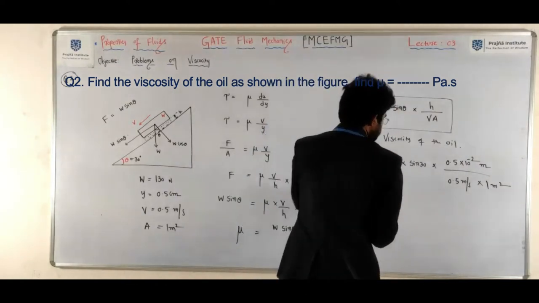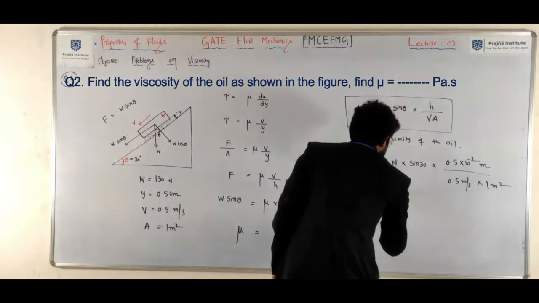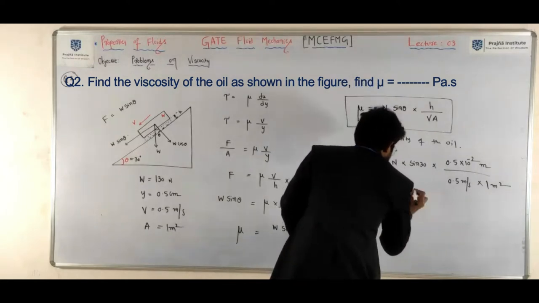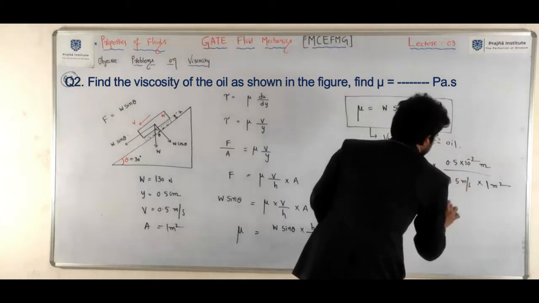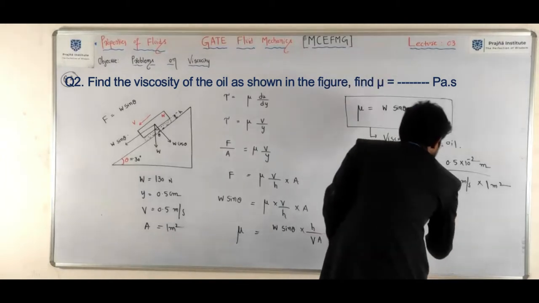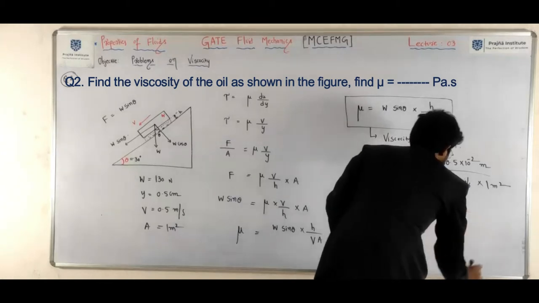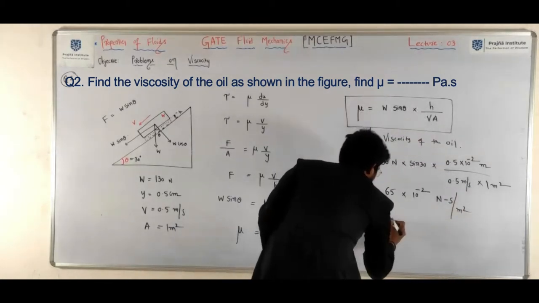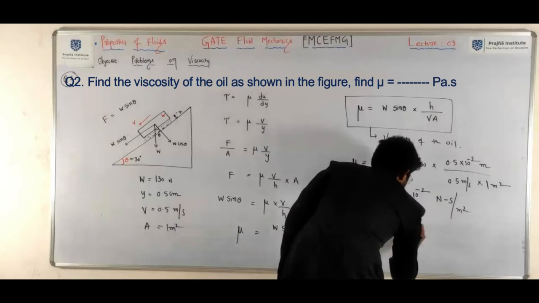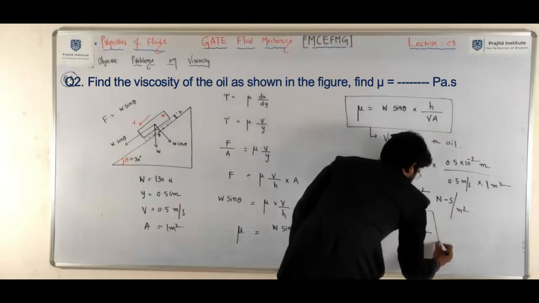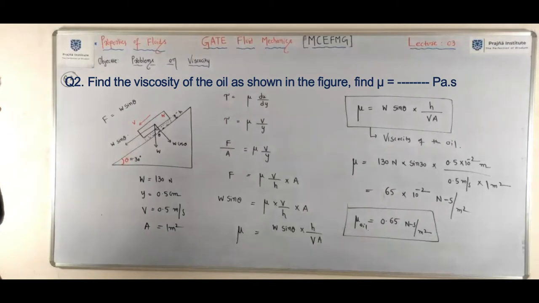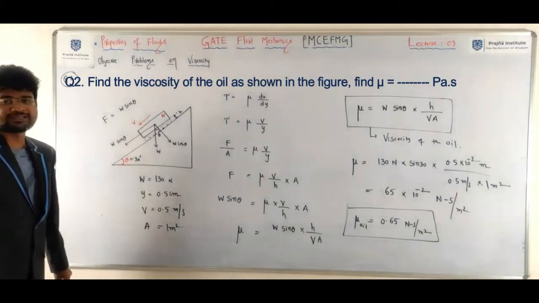Okay. Finally, what is this? Tell me. It is 75? How much is this? 65. It is 65 into 0.5. 0.5 gets cancelled out. 10 power minus 2 newton second per meter square. So finally mu is equal to 0.65. Here what you will get? 0.65 newton second per meter square. This is the viscosity of oil. Okay, just a correction, W equal to 130 newton.